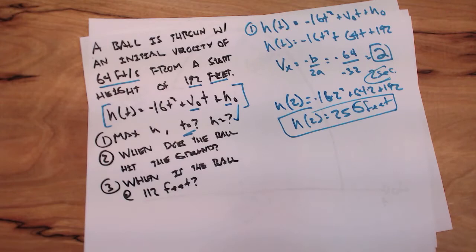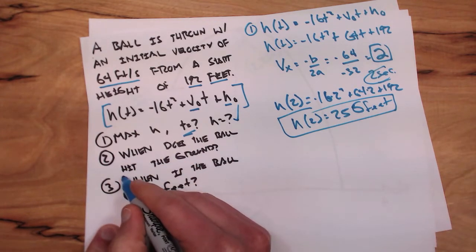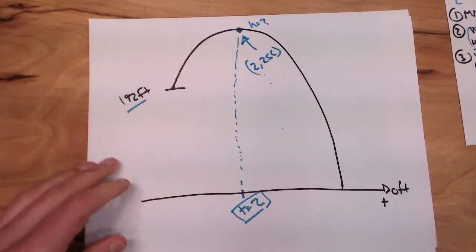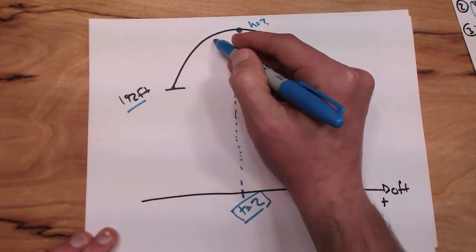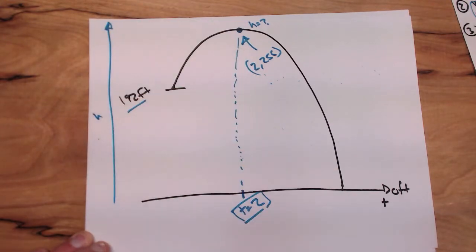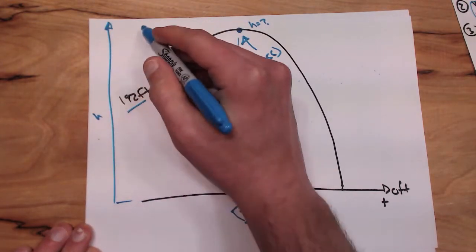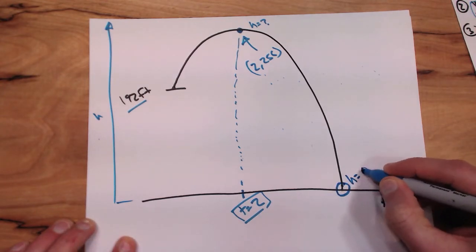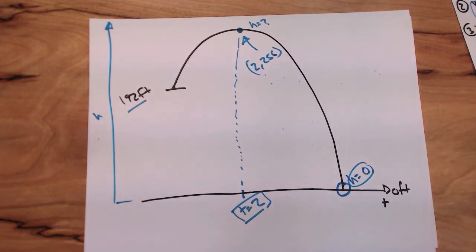Knocked it out. Next question is, when does the ball hit the ground? Let's go back to our picture here. In our picture, we can see that our y value, this is like our y-axis, right? And really we call it h because it's the height of the ball. So what is our height when the ball hits the ground? Our height is 0. So we can say h equals 0 here.